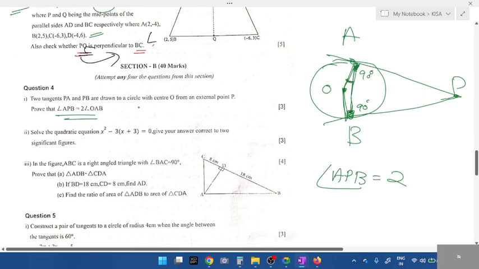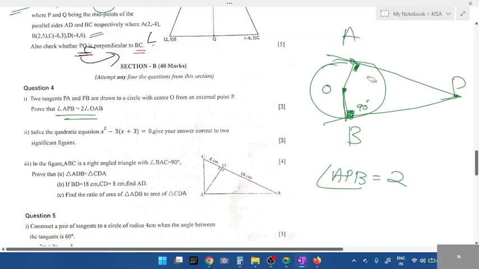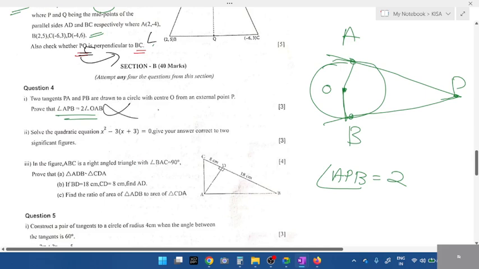See, no values are given, students. No values are given. You can't take any value. So proving question, just skip this. You won't get proving questions. Okay, I'll give you all one question. See, like this. We'll just quickly go through this concept.